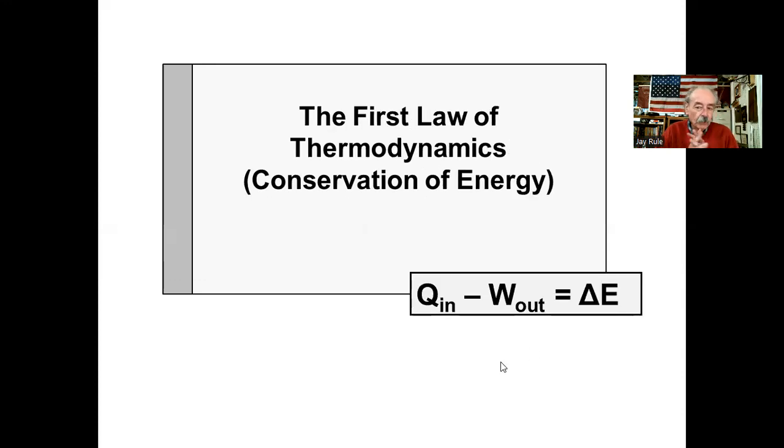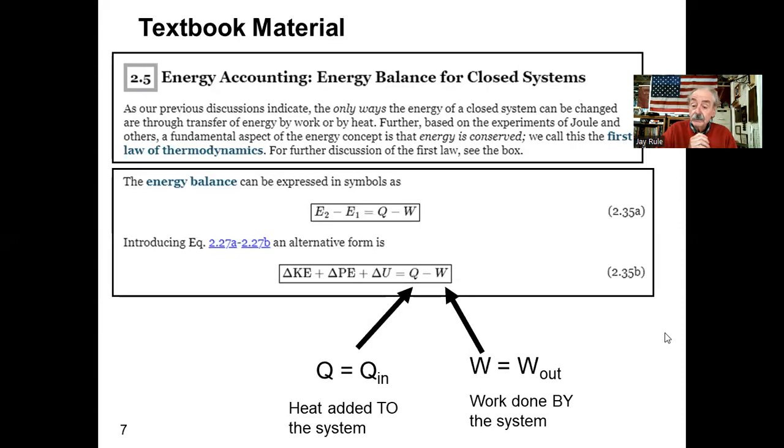Now we're going to move on to the crux of this set of notes, the statement of the first law of thermodynamics, also called the conservation of energy. And here it is in its simple form. Q in minus W out equals delta E. Okay, and you might say, wait a minute, that's not the way I remember it from reading my textbook. So let's look at that a little bit. Okay, it is different looking, isn't it? But mathematically identical. So here's a little screenshot from your section 2.5.